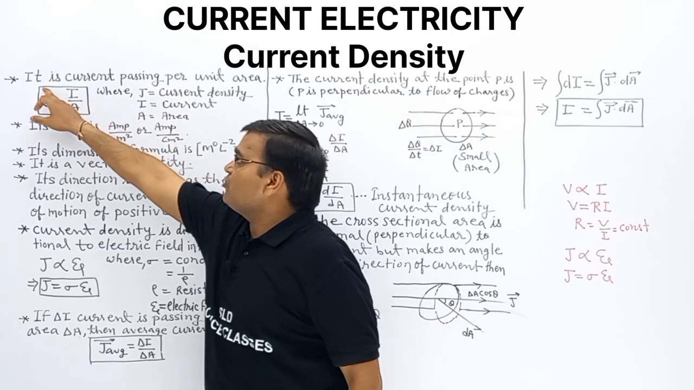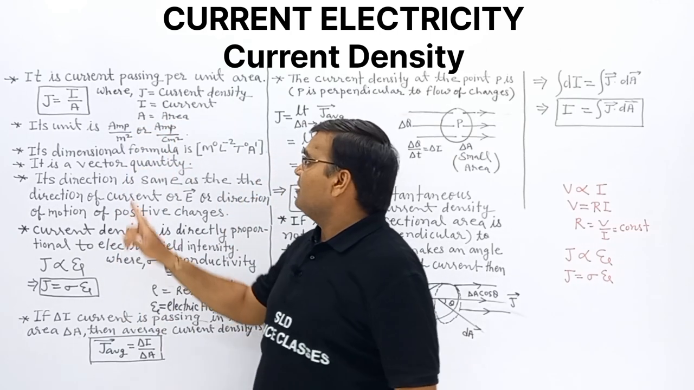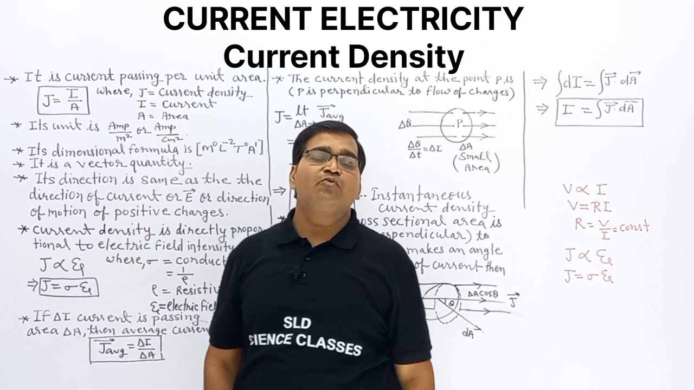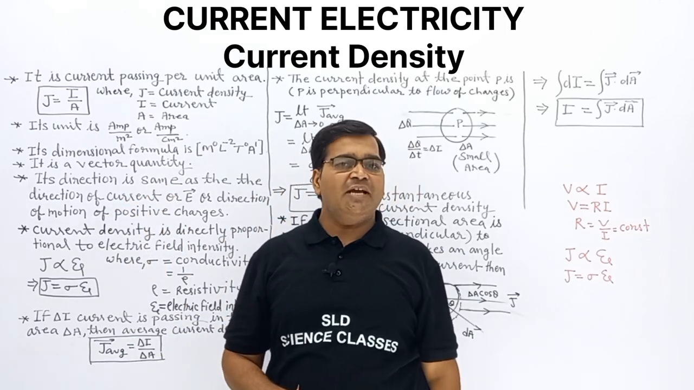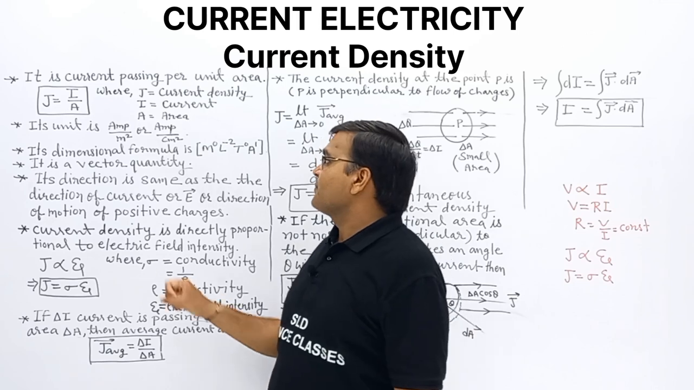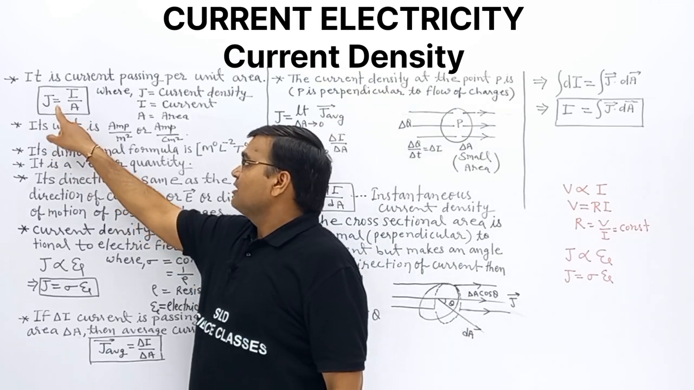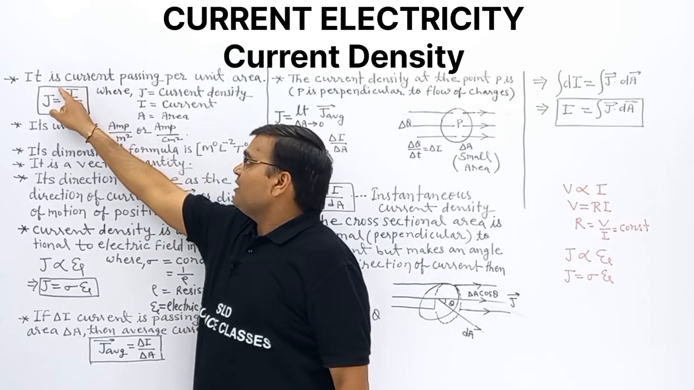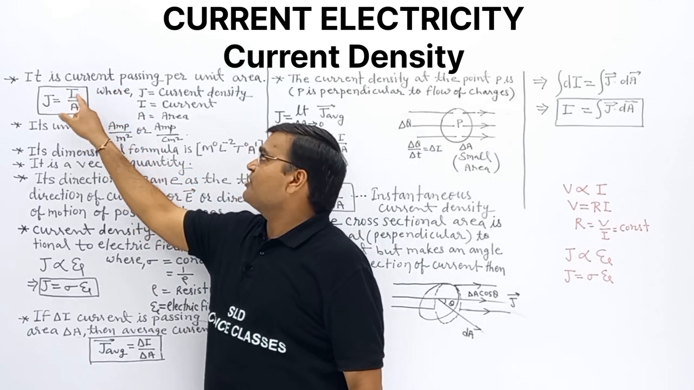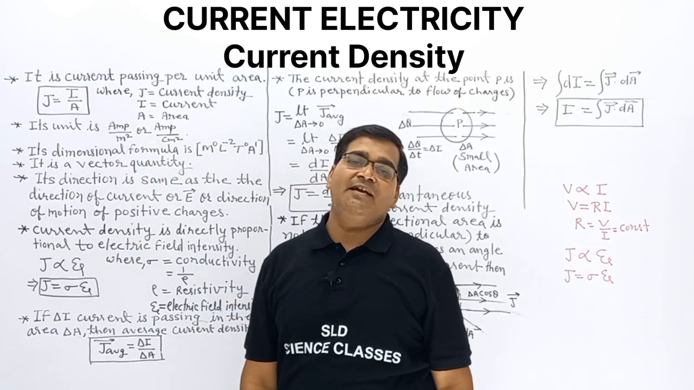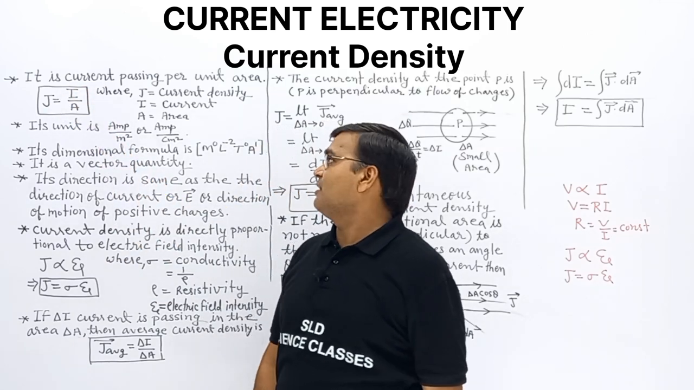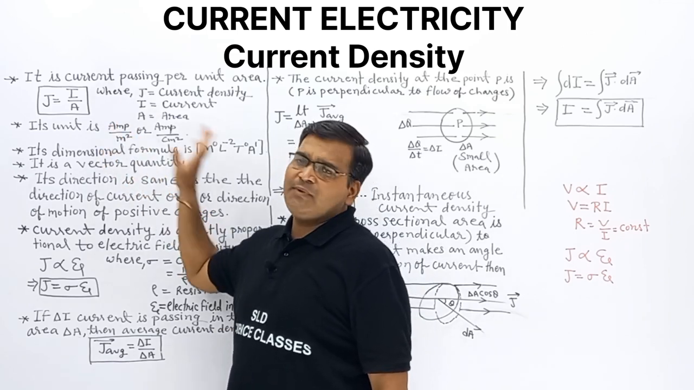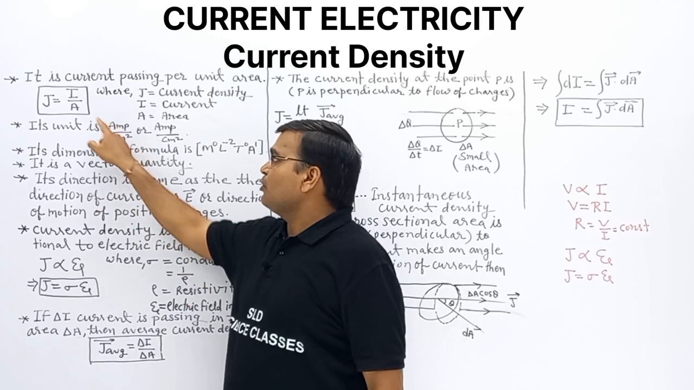Current density is denoted by J, current is I, and A is the cross-sectional area of the object or surface. Now what will be its unit? The SI unit of current density: we have current upon area. The unit of current is ampere, denoted by capital A, or we can say AMP. Both are correct. So ampere upon, what is the unit of area?